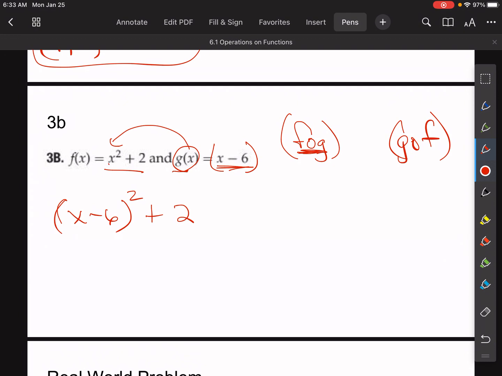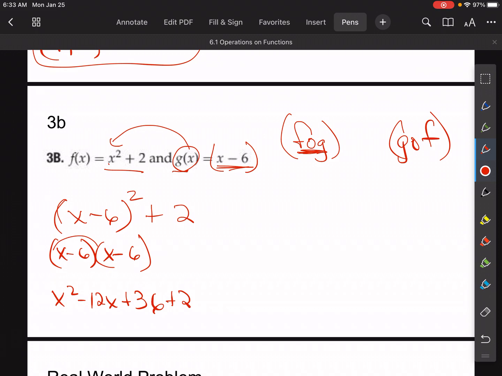I think they would want us to simplify this. So x minus 6 squared, remember, is not x squared minus 36. Please do not do that. We're going to FOIL this out. We get x squared minus 6x minus 6x again, so that's minus 12x plus 36 plus 2. So the final composition here would be x squared minus 12x plus 38. Okay, so we found f of g. That's the f of g function.